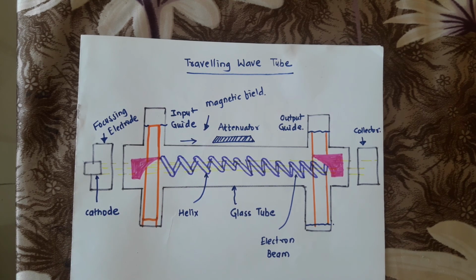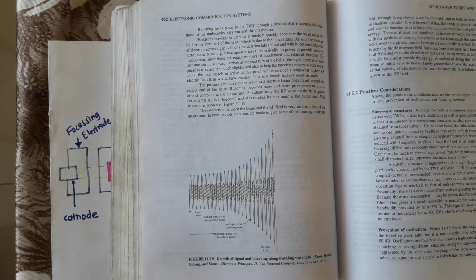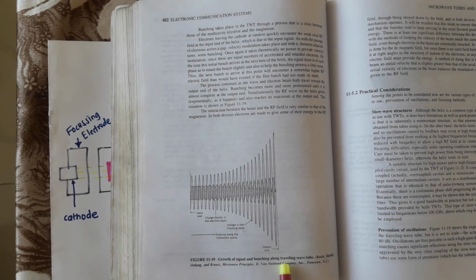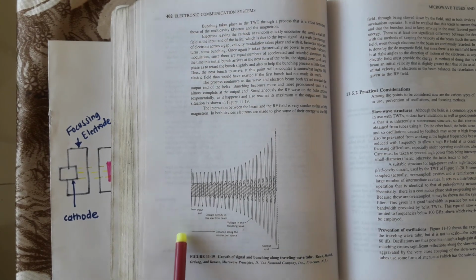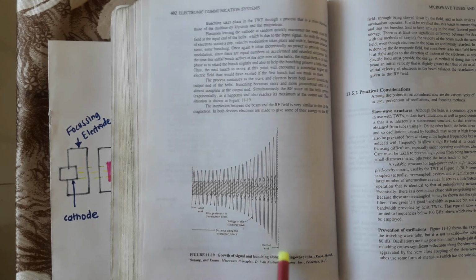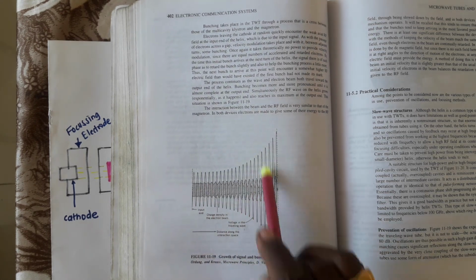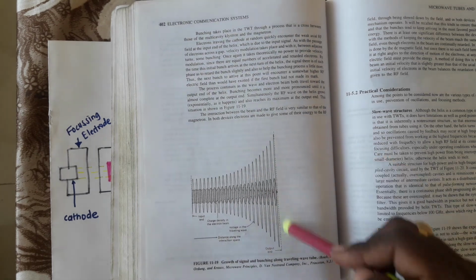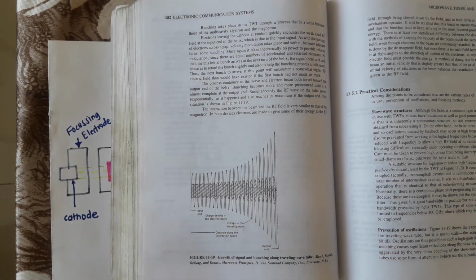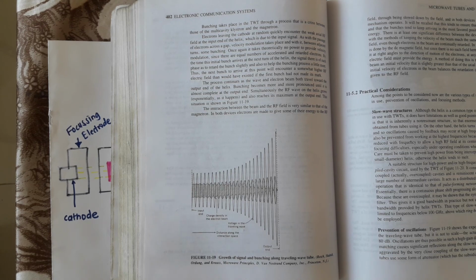Here you are also observing a diagram related to the growth of signal bunching along the traveling wave tube. Initially, over the distance of the interaction space, the signal is weak, but as the distance increases the amplification of the signal is more, because of the bunching process. So this is all about the TWT operation. So thank you very much.